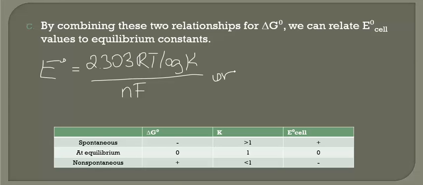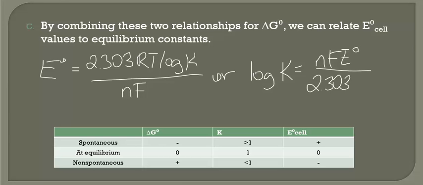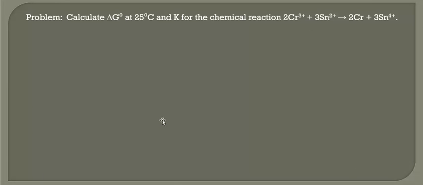Or, another way to write this is log of K equals NF E cell divided by 2.303 RT. For a spontaneous reaction, delta G is negative and E is positive. So here's how we tell whether a reaction will be spontaneous or not. Let's look at this problem. Calculate delta G and K for this chemical reaction.